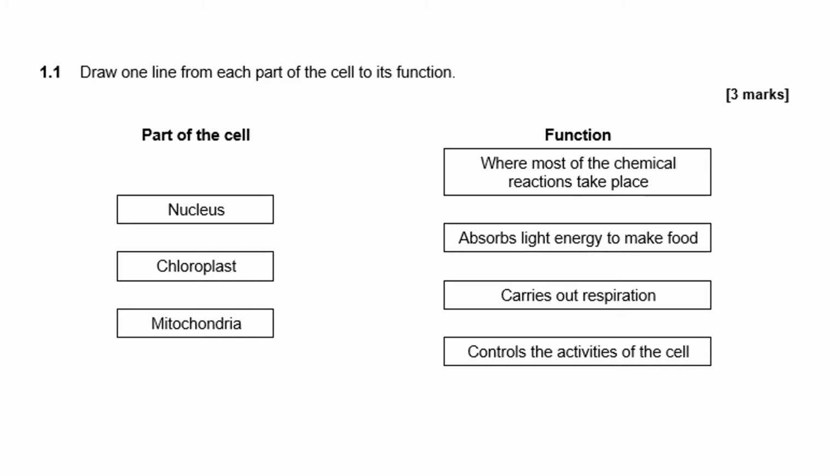The next part of the cell is the chloroplasts, and hopefully we have drawn a line from the chloroplast to absorbs light energy to make food. That's where photosynthesis happens. And the last one, mitochondria, hopefully you've drawn a line from mitochondria to carries out respiration. So 1 mark for each of those is a simple matching up of the key part of the cell to its function. So hopefully you're able to do that and get something that looks like this.